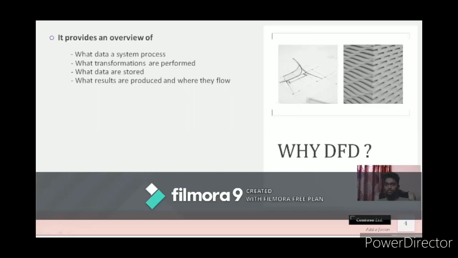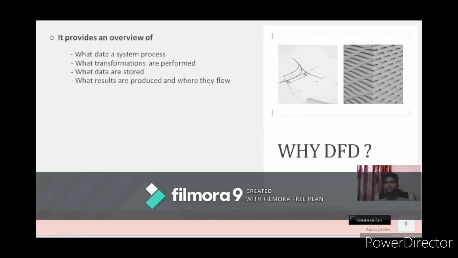What data does a system process? When we take an example, say Facebook, what kind of processing is happening on Facebook or any other system that we take to study for the DFD process? So the first point is what data a system processes, and the next point is what transformations are performed through this process when data flow diagrams are constructed. What kind of transformations are performed in this DFD?